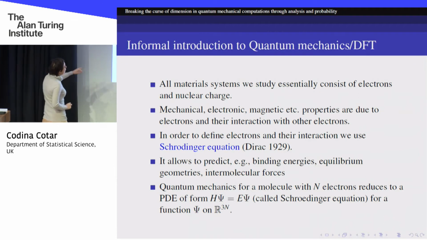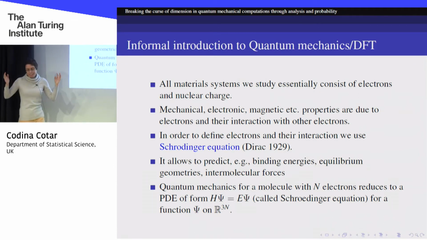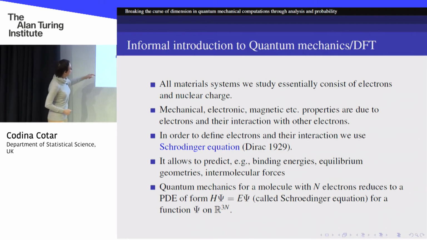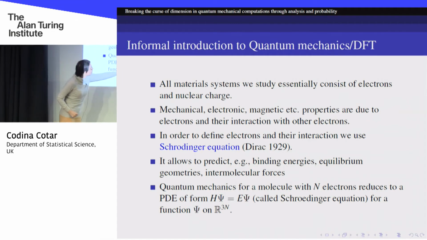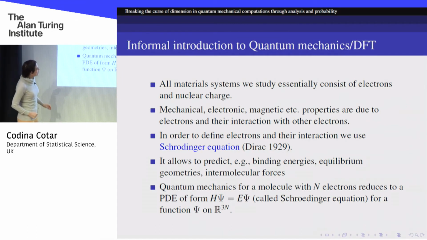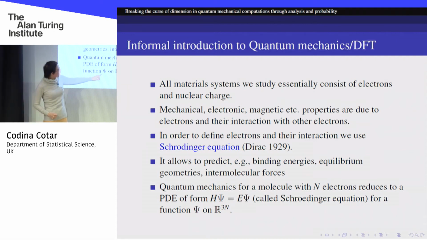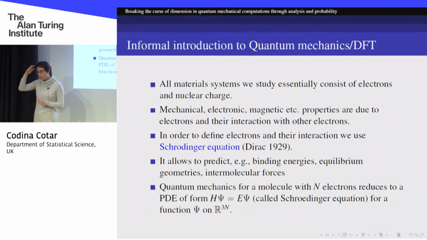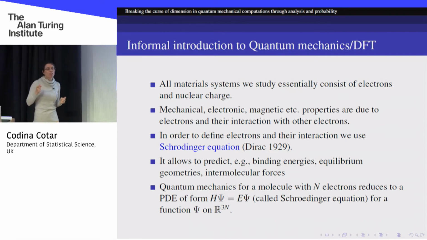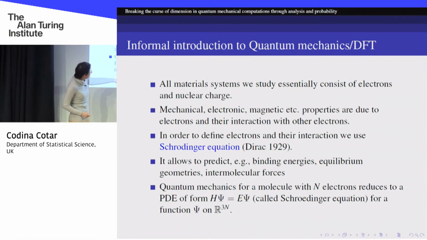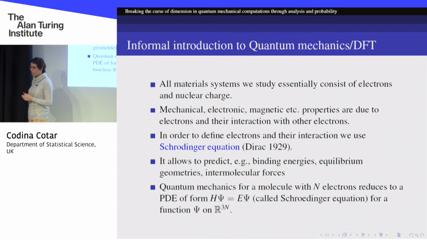And if I were to reduce the Schrödinger equation to something easier to understand, I could reduce it to a partial differential equation. So this is Schrödinger's equation. And it's for a function psi, I'm going to call it psi, on R^(3n), so it lives on a very large space. Psi is what was in the morning talk called the wave function. And this is basically the solution to this Schrödinger's equation.